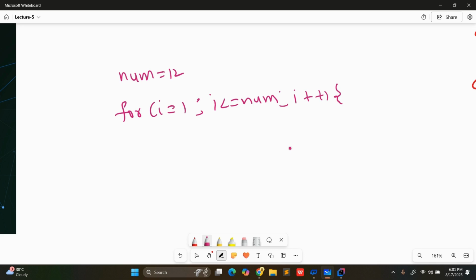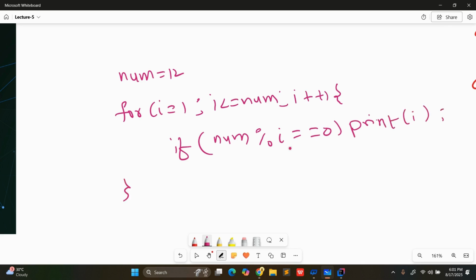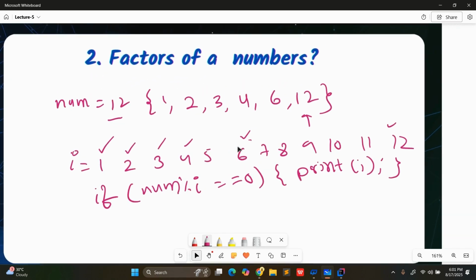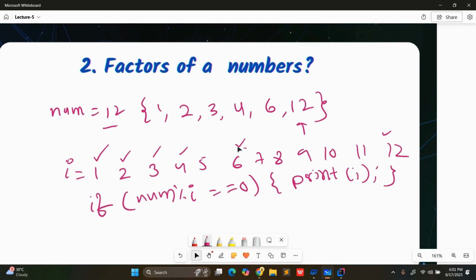What I'm doing is, let's take the number is equal to 12. I need to traverse until this number from 1. For I is equal to 1, I is less than or equal to number, increment every time. The logic is that if I completely divides the number, that means number modulo I is giving me remainder 0, then print I as a factor of the number. This is a simple program for how to find the factors of a number. In future we will see how we can optimize this one also.